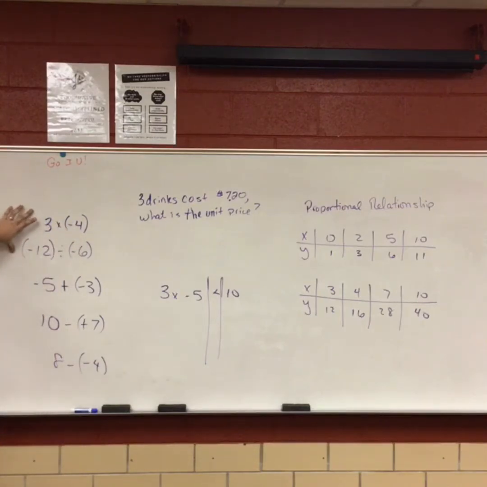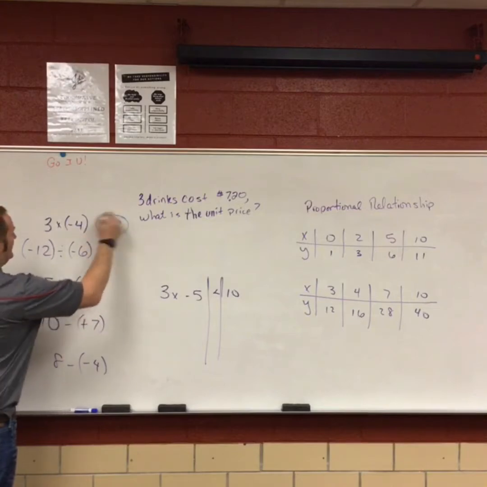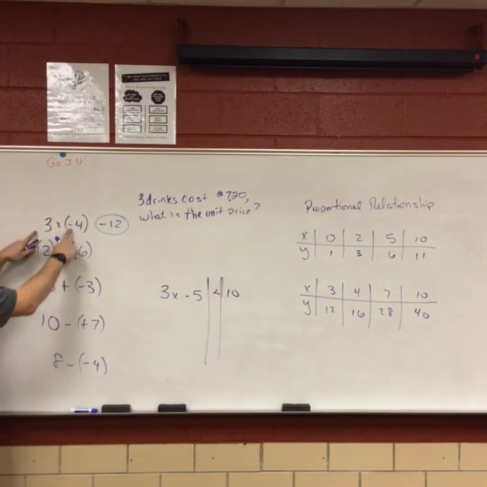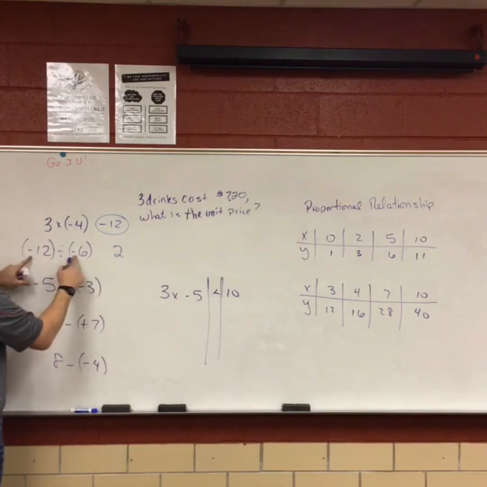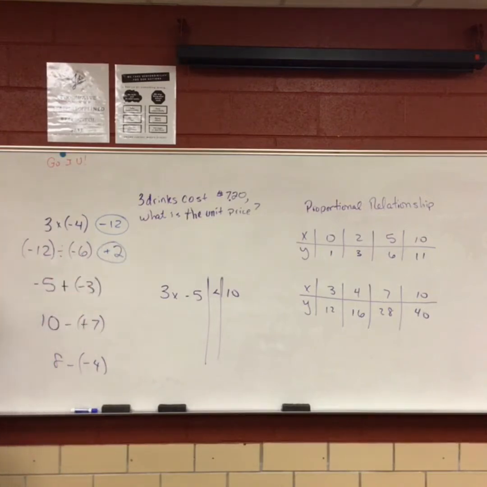Multiplying, dividing integers, which are just signed numbers. 3 times -4, well, 3 times 4 is 12. 1 negative makes it a negative. When you multiply or divide, the rules are pretty much the same. 12 divided by -6 is -2. 2 negatives make it a positive 2, right?